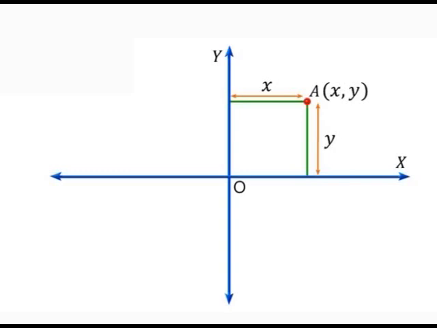Values on the right and those above the origin are positive and are increasing as you move away from the origin. Values to the left and below the origin are negative and decrease further along.